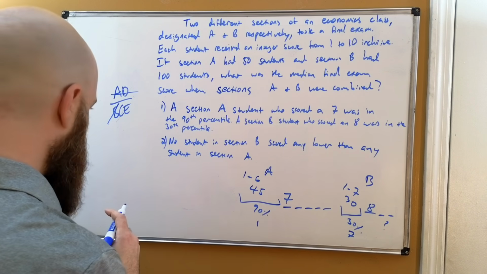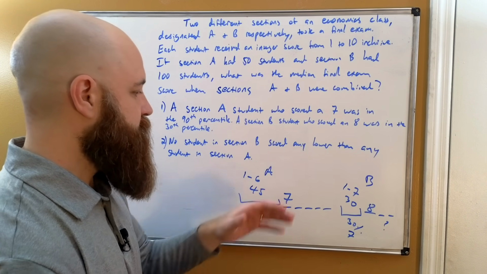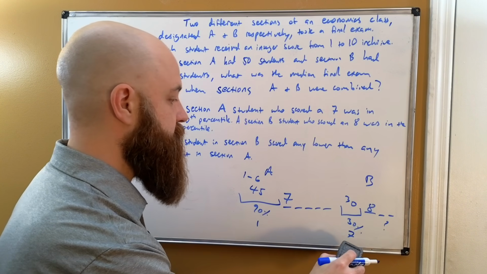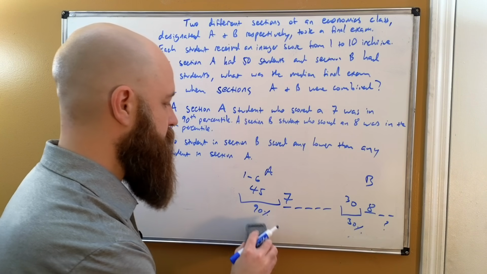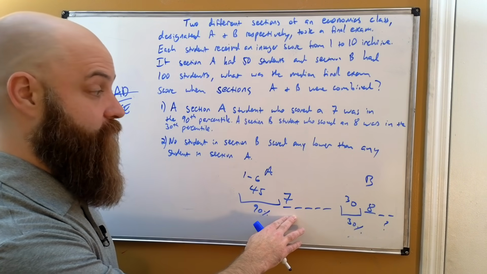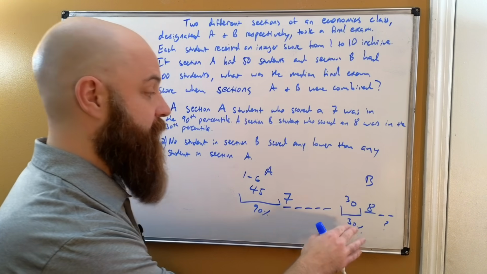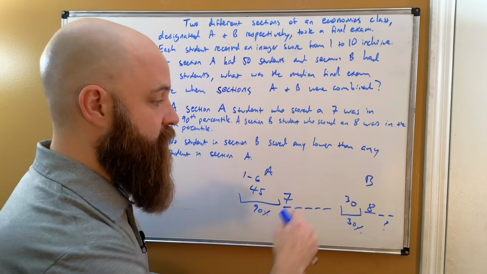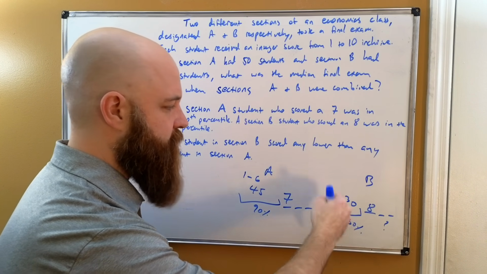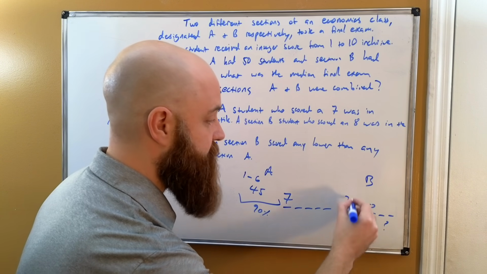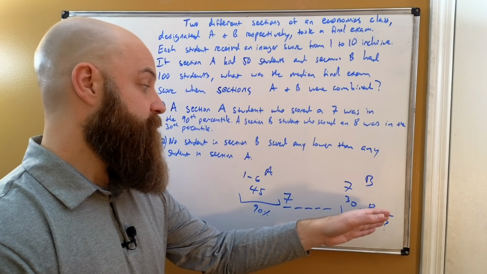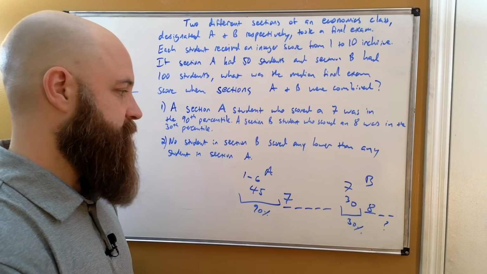Okay, but what if I combine the statements? So how does that change things on this diagram here? Well, if nobody in section B scored any lower than anyone in section A, what does that tell me? Well, I know one person in section A scored a 7. So nobody in section B scored any lower than a 7. So these first 30 here, we said they could be 1 through 7 just based on statement 1, but if nobody scored any lower than a 7, these have to be all 7s. Those 30 scores have to be 7s. They couldn't be 8 or higher, but they can't be lower than 7. They've got to be 7.